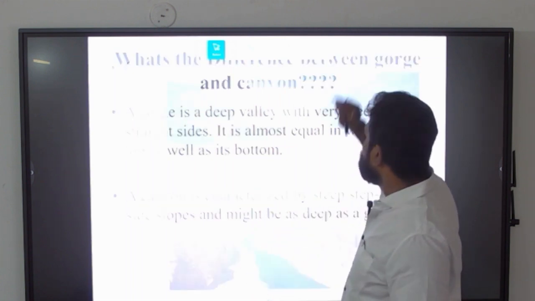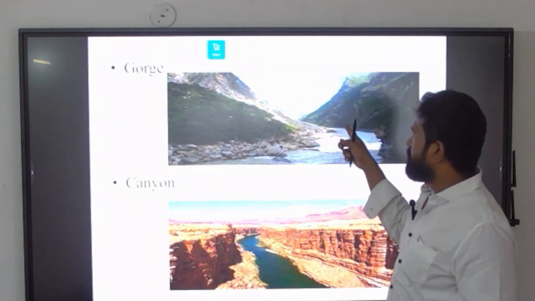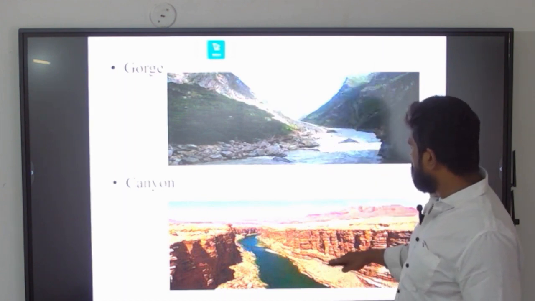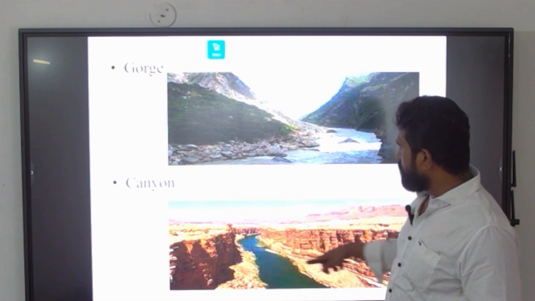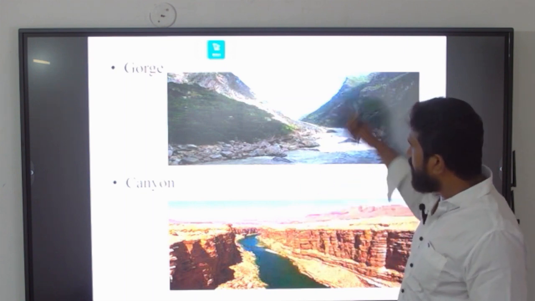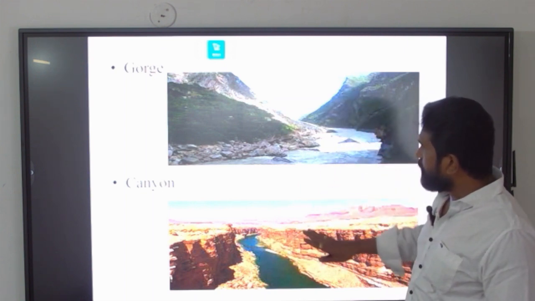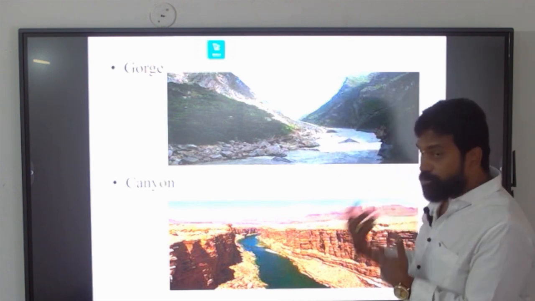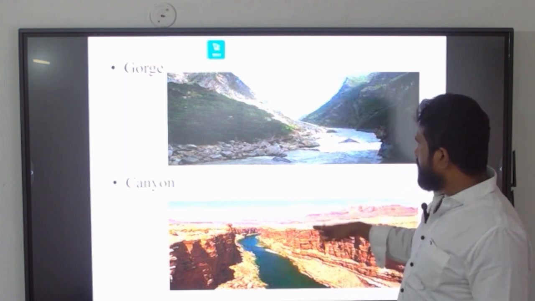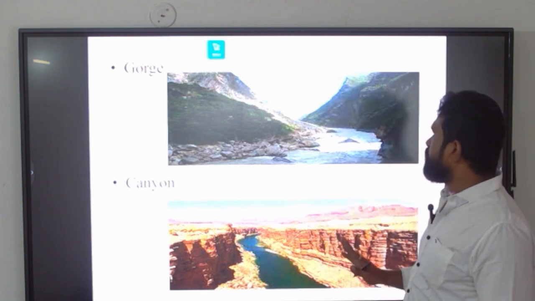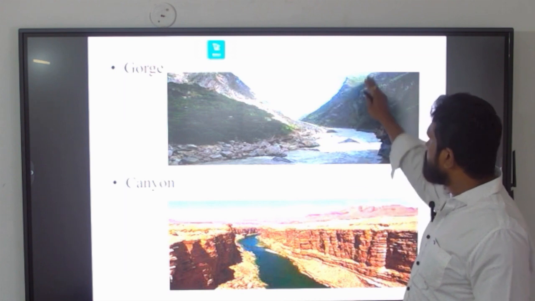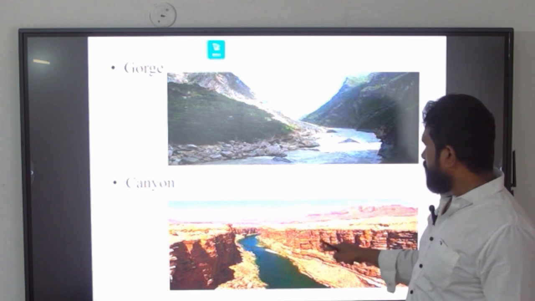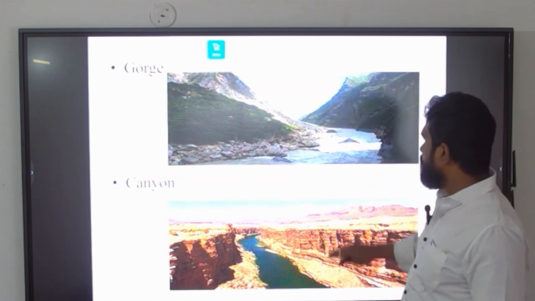You see this picture, this is a gorge. You have steep valleys here, but in a canyon that will not be there. So this is the basic difference between gorge and canyon. The gorge is also created by a river, and the canyon is also created by a river. The basic difference is that the gorge will make steep sides, but canyons do not. So canyons are different, gorges are different.